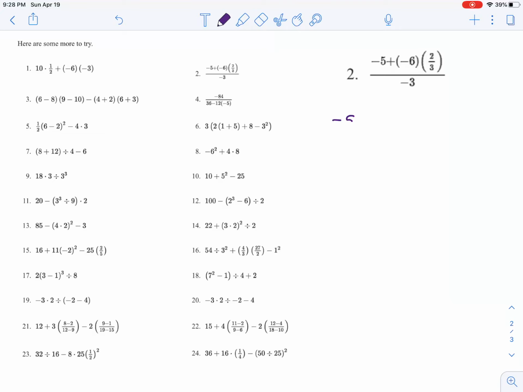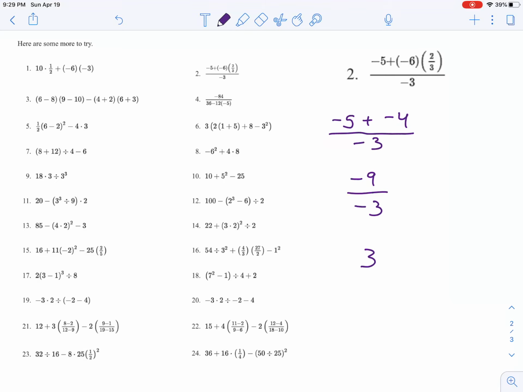So we'll begin -5 plus, remember, multiplication for addition, so -6 times 2/3. Well, we know 1/3 of -6 is -2. Double that, we get -4. Still can't do the division because we still have something in the top part of the fraction we haven't simplified yet. -5 plus -4, adding two negatives together is a bigger negative, so -9. -9 divided by -3. Negative divided by negative is a positive, so the answer is +3.